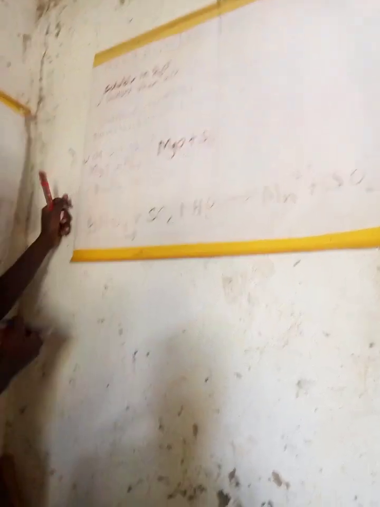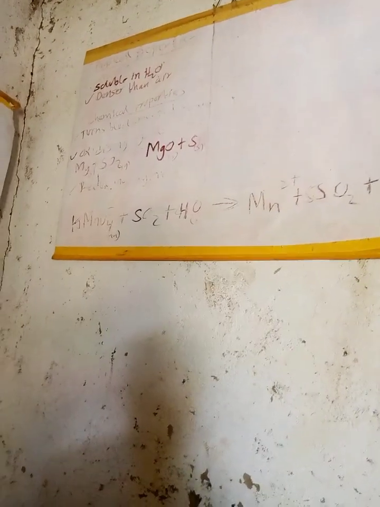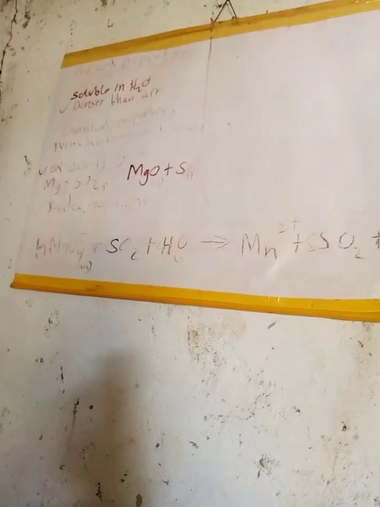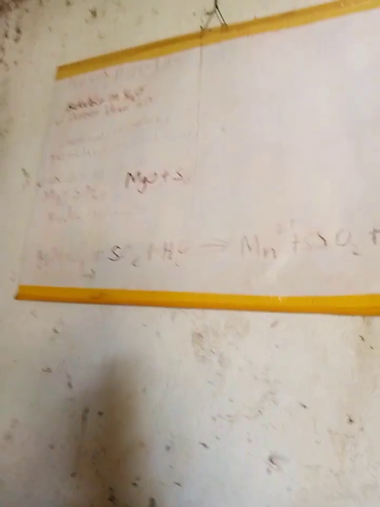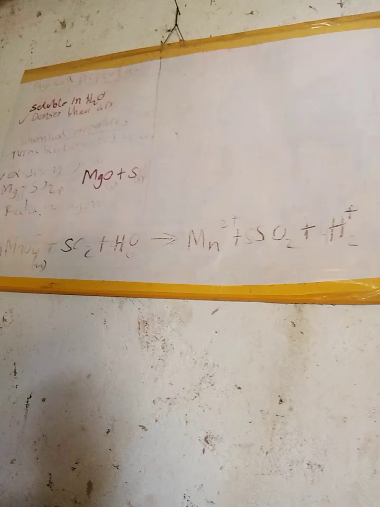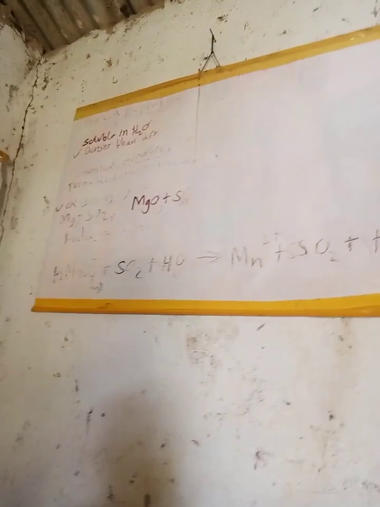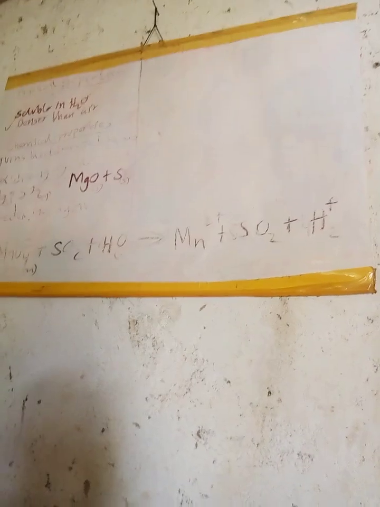This sulfur oxide acts as a reducing agent. In a solution, sulfur oxide reduces acidified potassium manganate 7, or KMnO4, to manganese ion. The potassium manganate 7 is purple, while the manganese ion is colorless.